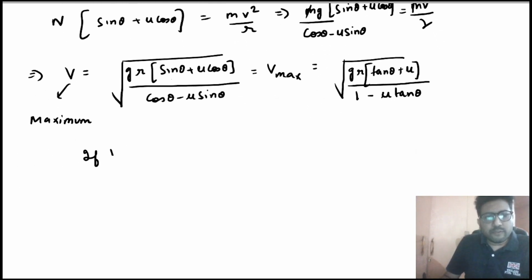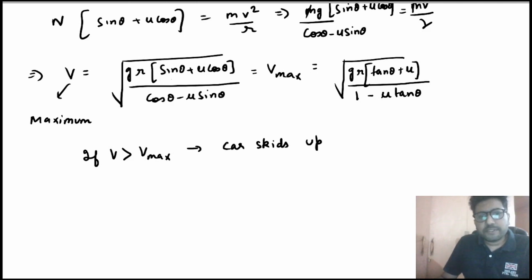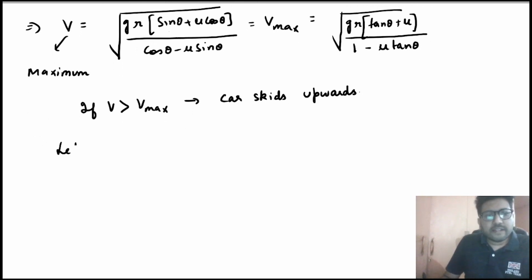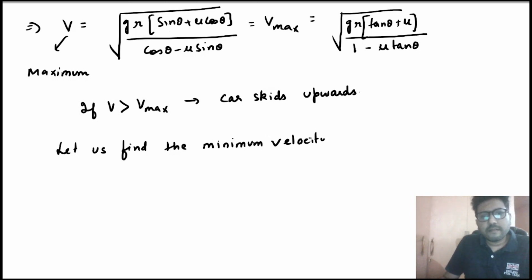If v is greater than the maximum velocity, in that case now you will say that the car skids upwards. Now let us find the minimum velocity that the car can take.